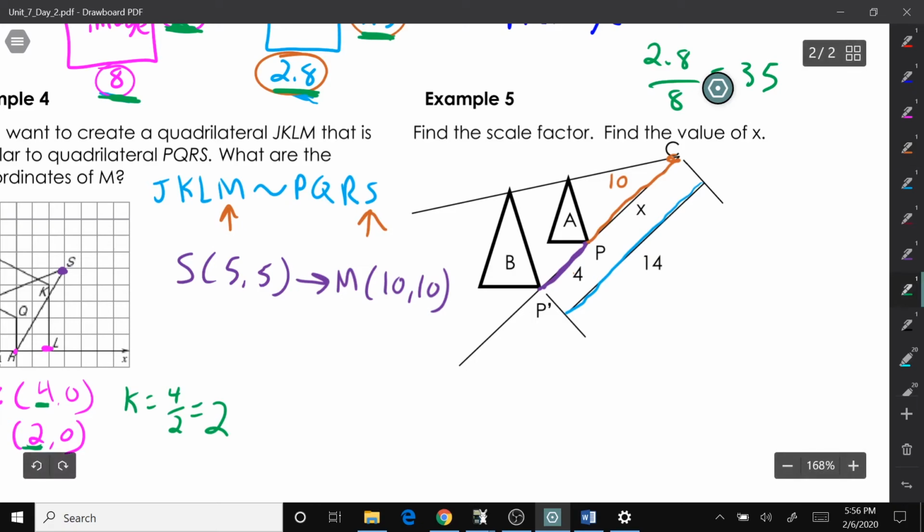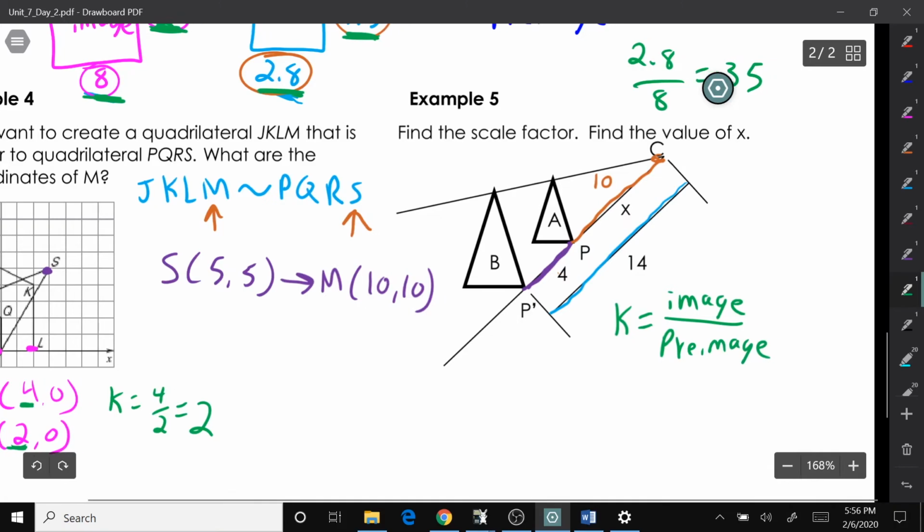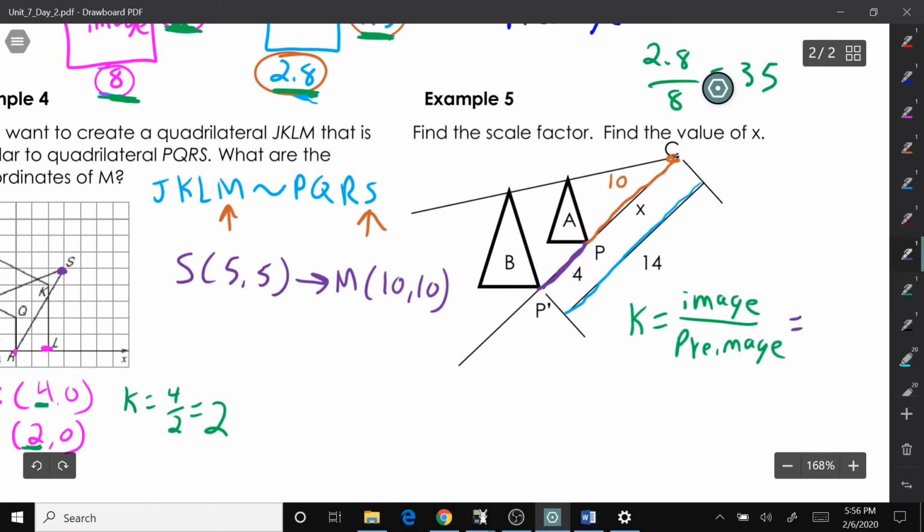So what we'll do is use our formula, k equals the image over the pre-image. The image, the distance from our center of dilation to the image, so the distance from C to P prime, is 14, and the distance from C to P is just 10. And then when we simplify that, k is 7 over 5.